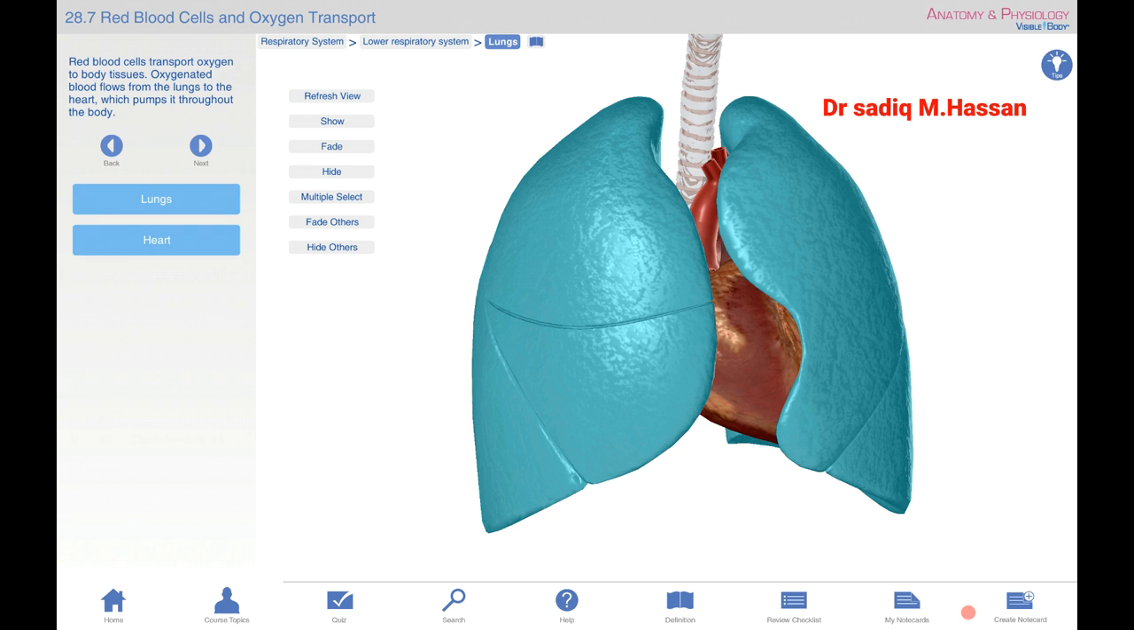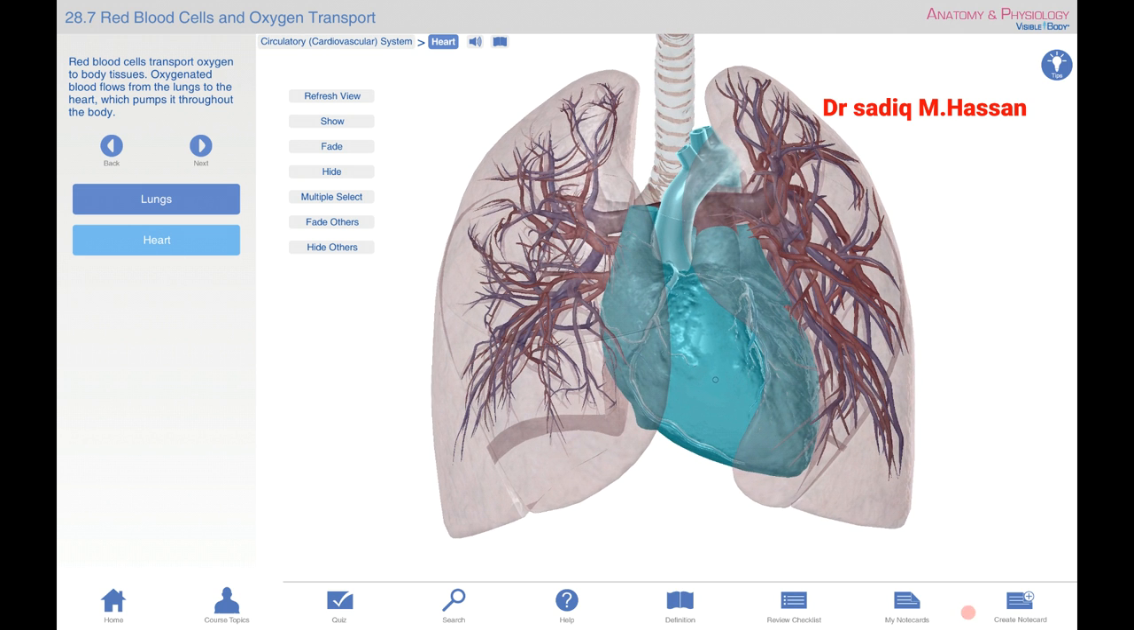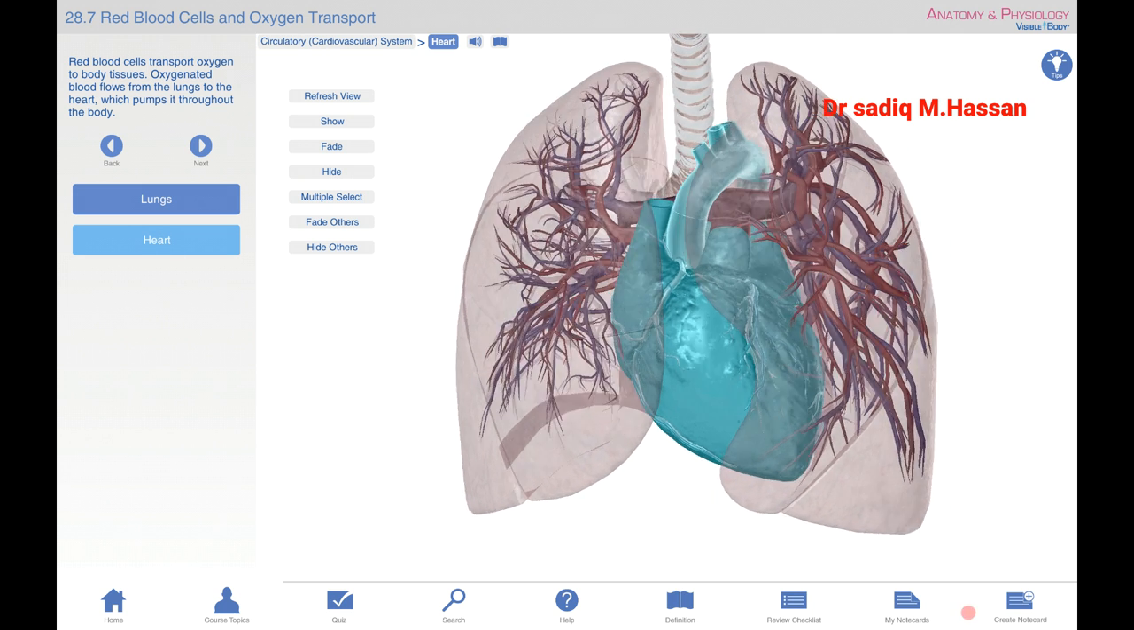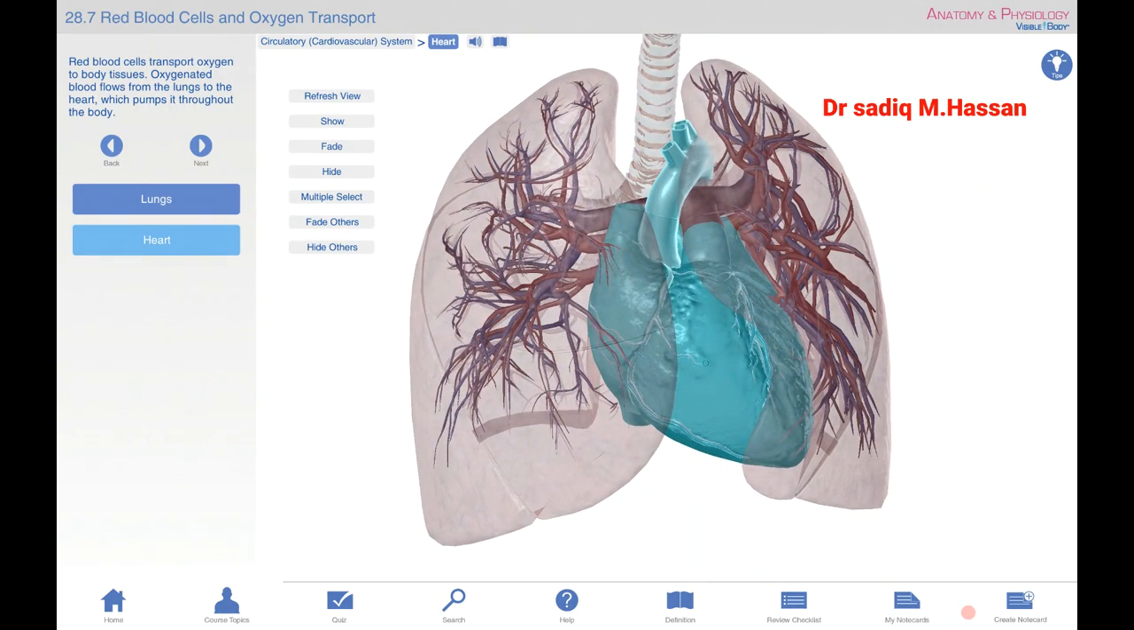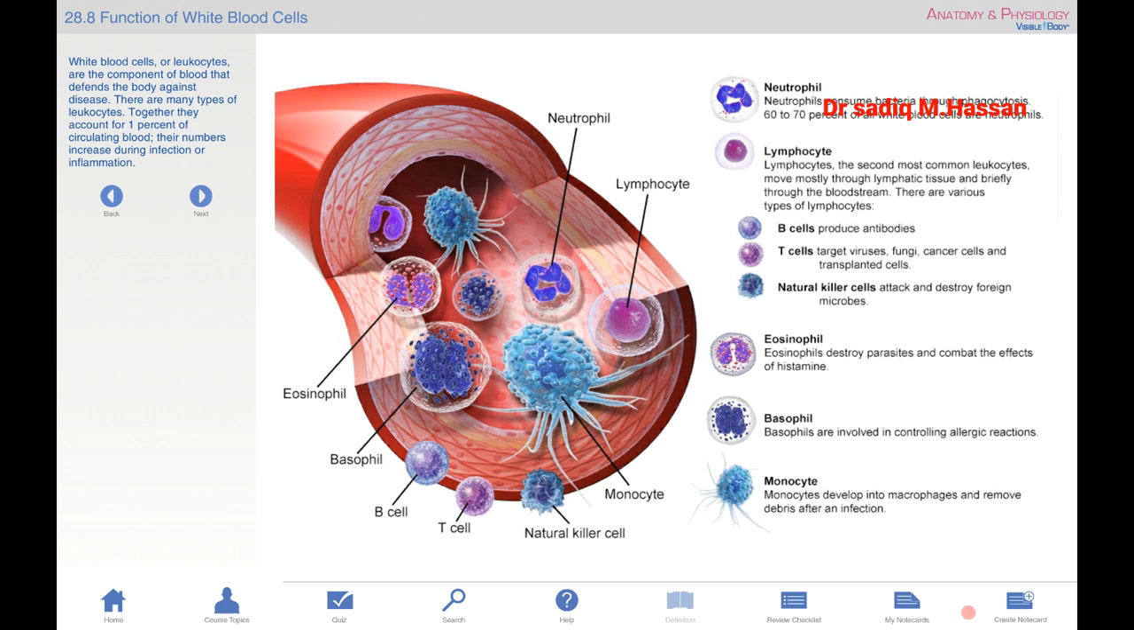Here is where gas exchange takes place, which is very important, the oxygen. In here, this structure is highlighted. It's the heart. What is the heart doing? We will study that in the heart chapter. So let us move to the next one.